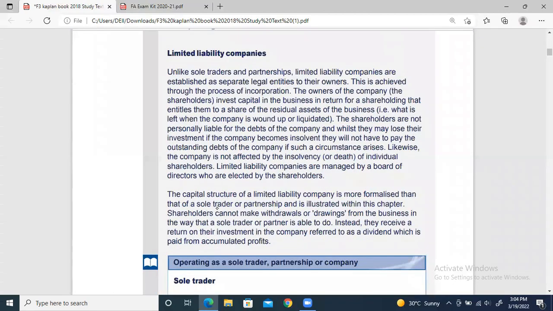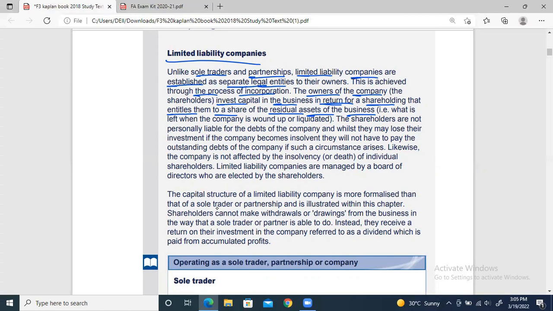After that, we've got limited liability companies, as you can see, right? Unlike sole traders and partnerships, limited liability companies are established as a separate legal entity to their owners. This word I'll also explain once I explain unlimited and limited liability, right? This is achieved through the process of incorporation. The owners of the company invest capital in the business in return for a shareholding that entitles them to a share of the residual assets of the business. So this is like a proper company. Mostly limited liability companies are listed on the stock exchange as well. That's why they're called limited, right?